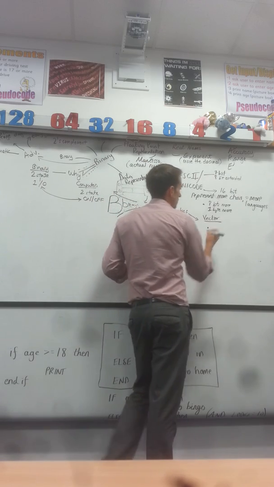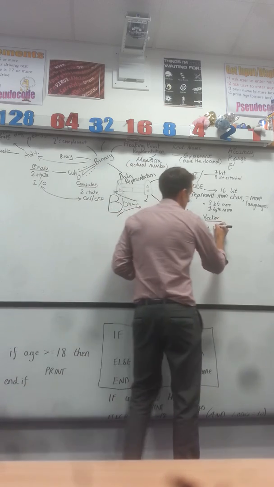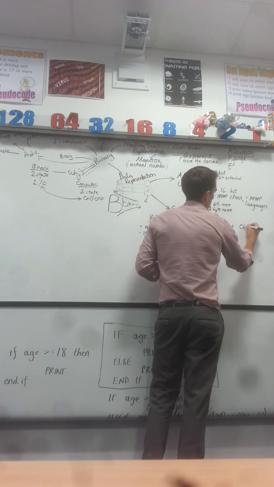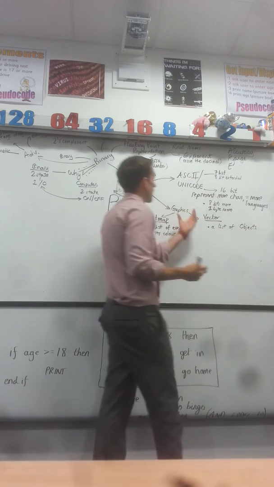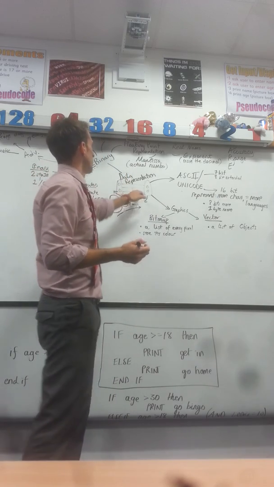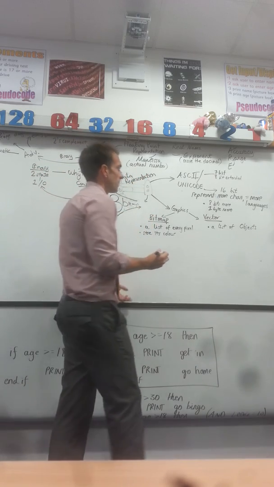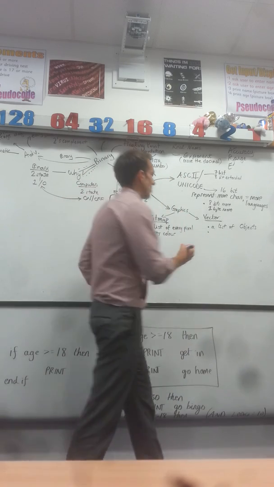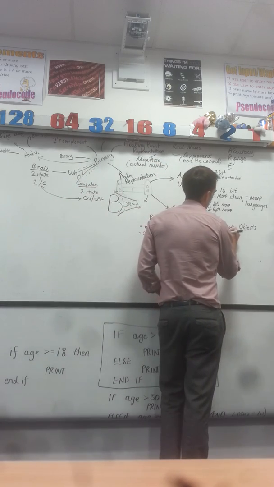How are vectors stored? A list of objects, because everything on that board there is an object. There's a sofa, there's some letters. What do you need to store about each object? What's different about every object? Its attributes.